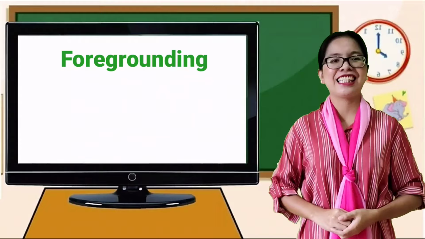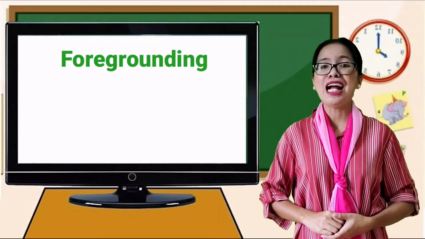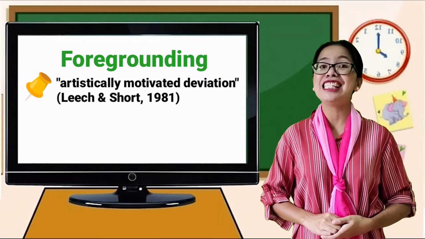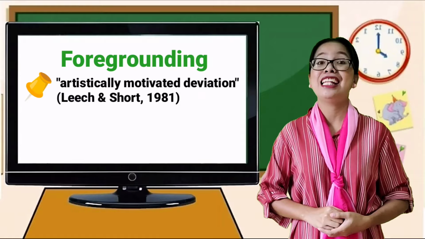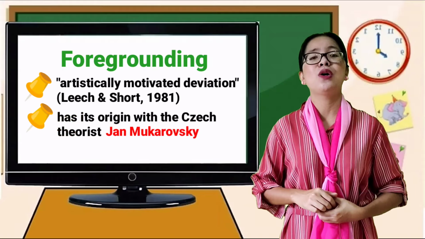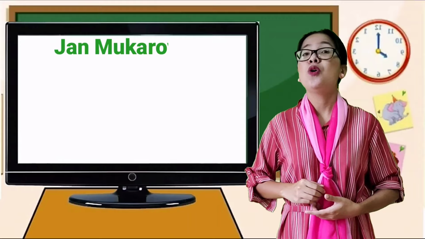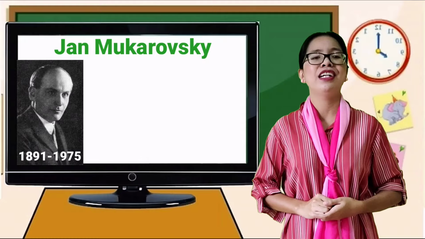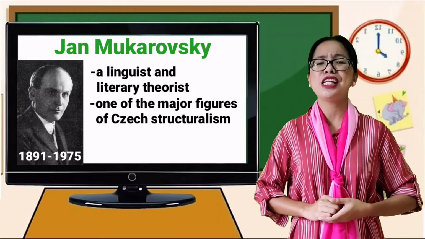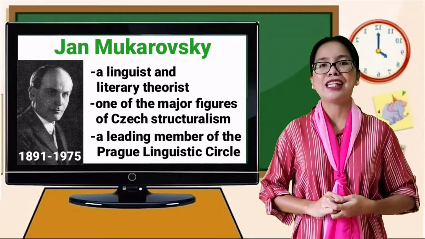In stylistics, the notion of foregrounding, a term borrowed from the Prague School of Linguistics, is used by Leech and Short in 1981 to refer to artistically motivated deviation. The term foregrounding has its origin with the Czech theorist Jan Mukarovsky. Jan Mukarovsky, who was born in 1891 and died in 1975, was a linguist and literary theorist, one of the major figures of Czech structuralism, and a leading member of the Prague Linguistic Circle.